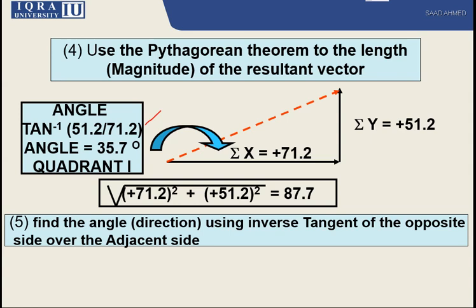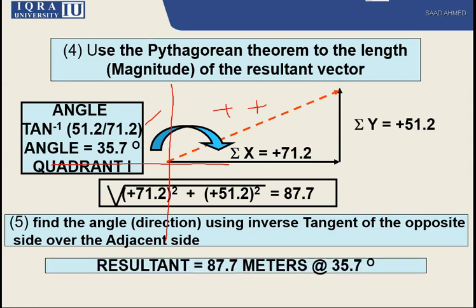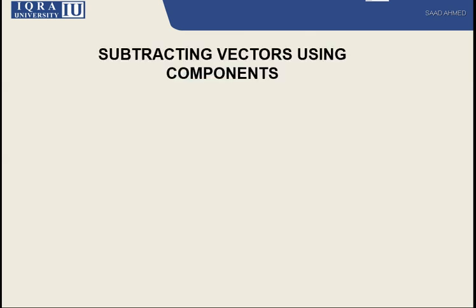and the quadrant is 1, and you know that quadrant 1, if you extend it like this, you can see that it is positive and quadrant 1 here, right? So the resultant is 87.7 meters at 35.7 degrees. Use the calculator to calculate this. You do it quickly so that you are basically confirming it for yourself.